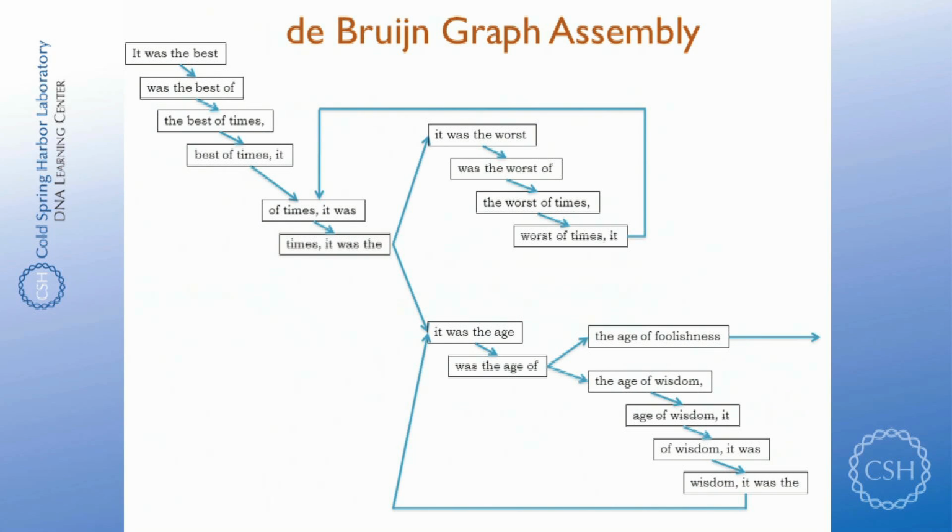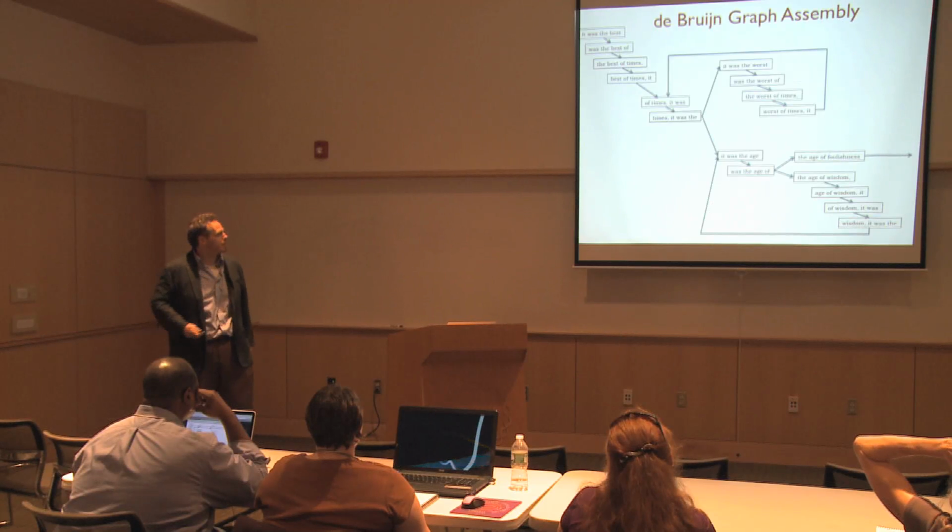Parts of this graph are very simple. It was the best of times. There's no conflicts along the way. It's very clear what the sequence has to be. Sometimes there are conflicts along the way. The goal of what we want to accomplish is to take all this global information. Again, this is just a tiny snapshot into A Tale of Two Cities. Take all this global information and try to reconstruct the entire book.